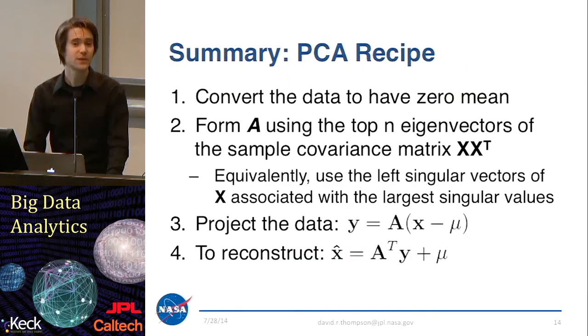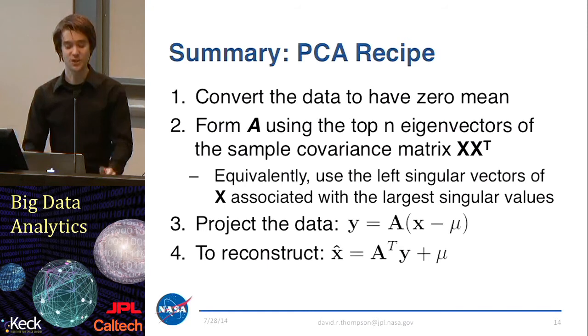So in summary, what's the PCA recipe? You convert the data to have zero mean, that is, you subtract off the mean of the data set, and then you form the sample covariance matrix, or you form your projection matrix, which in this case is A, using the top n eigenvectors of the sample covariance matrix. Or equivalently, and I'll get into this at greater length later, there's a similar formulation that uses the singular value decomposition of the matrix X. Okay, so this gives you a matrix A, which is your orthonormal basis.